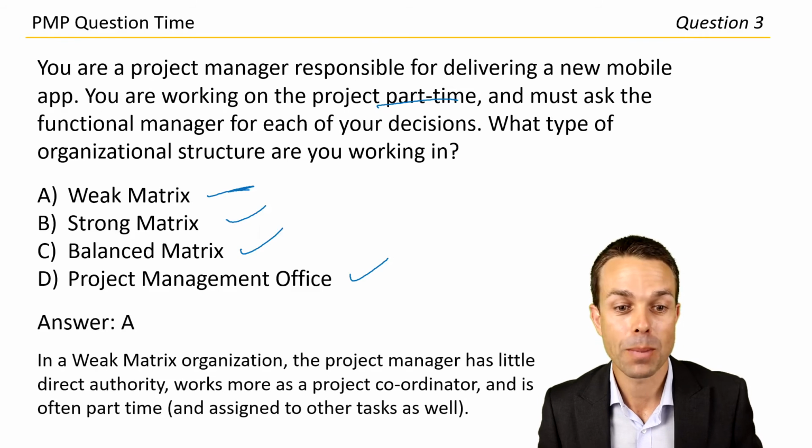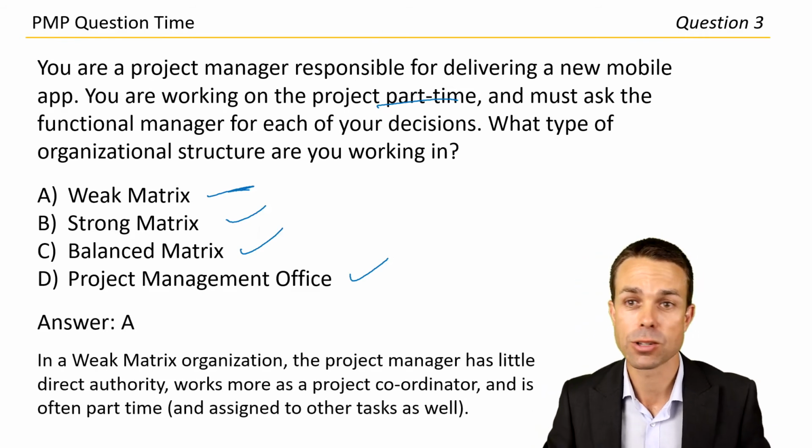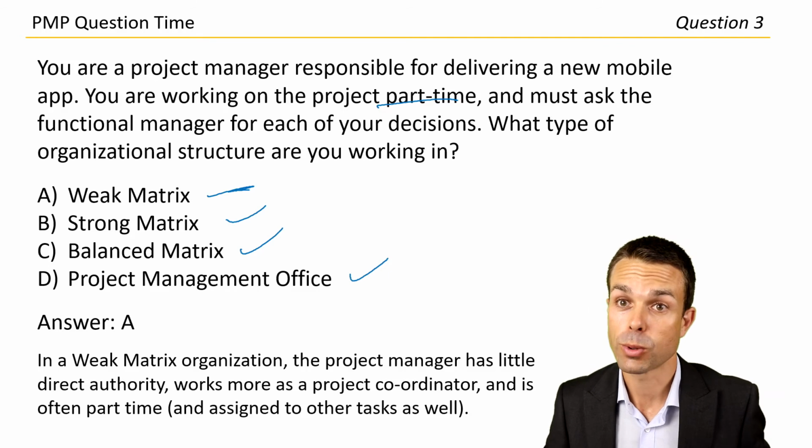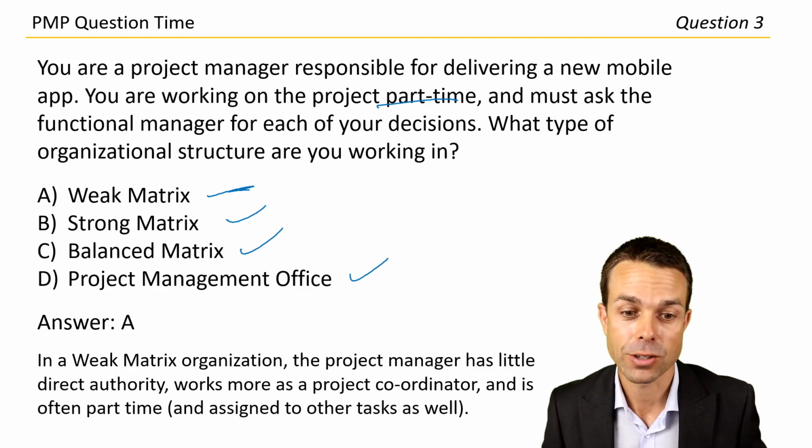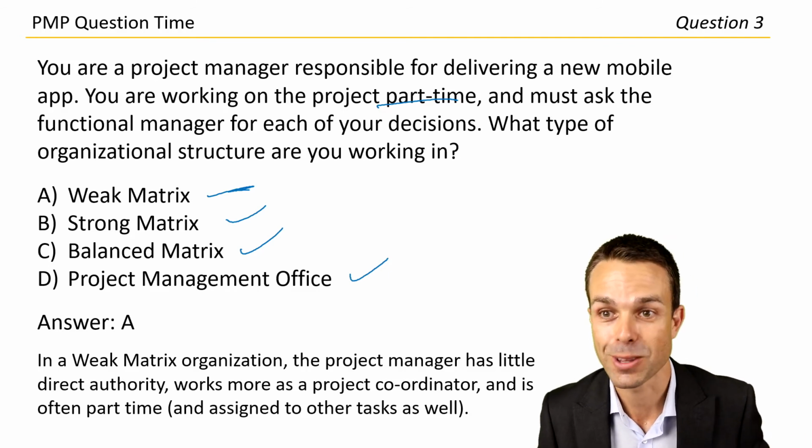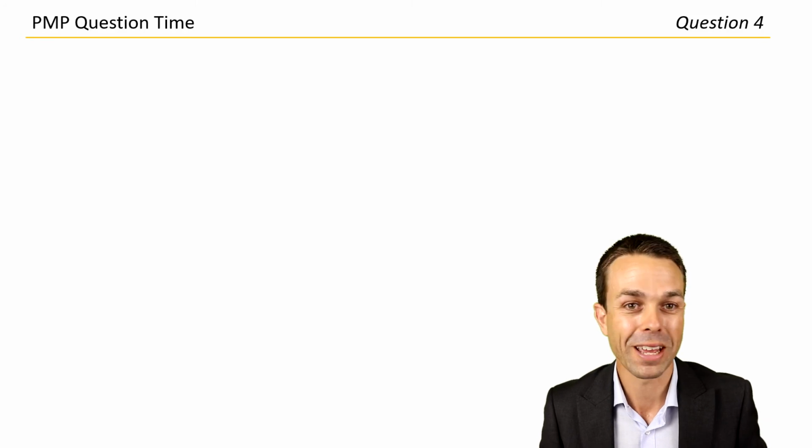Fantastic. In a weak matrix organization, the project manager has little direct authority, works more as a project coordinator, and is often part-time and assigned to other tasks as well. So that works well. Question 4, we're getting through them.